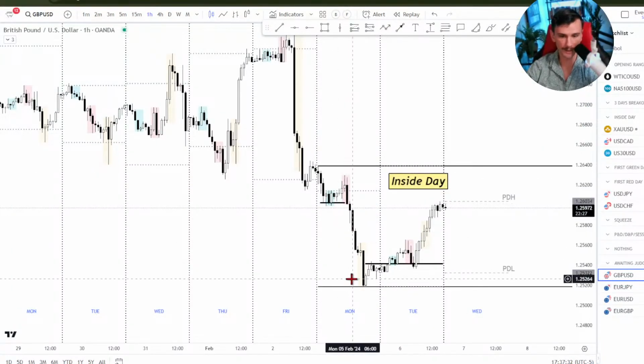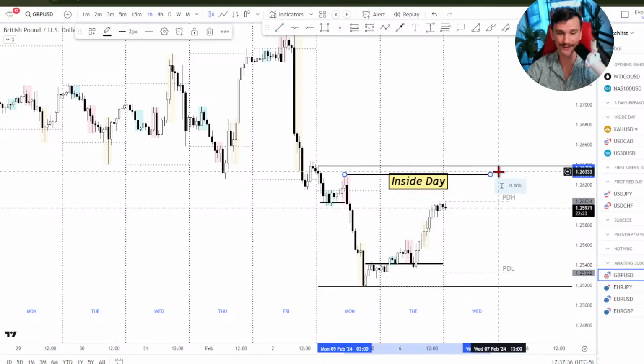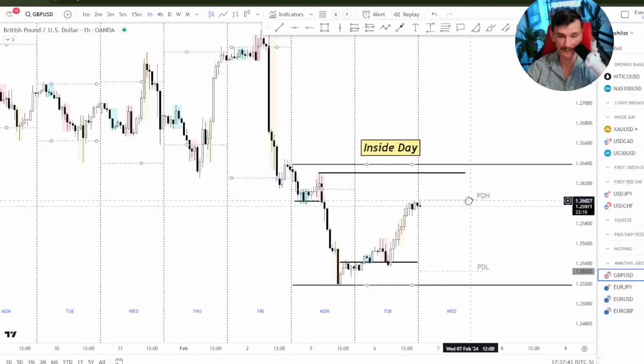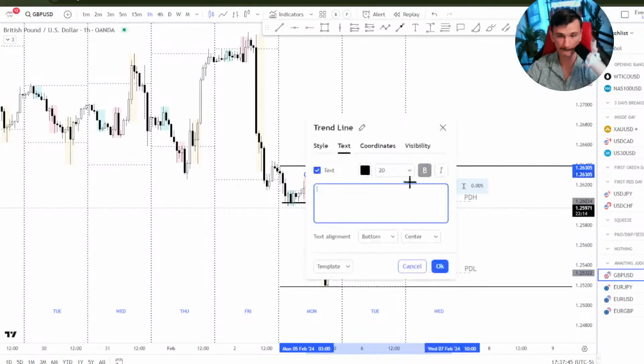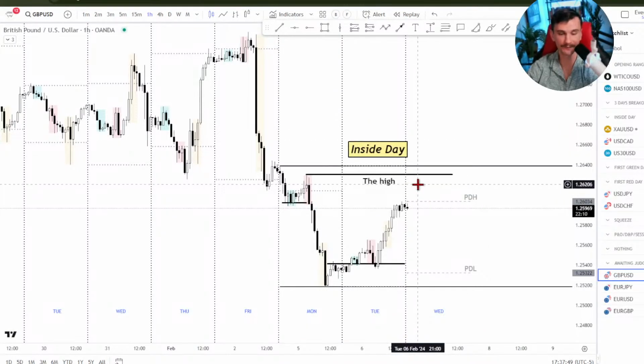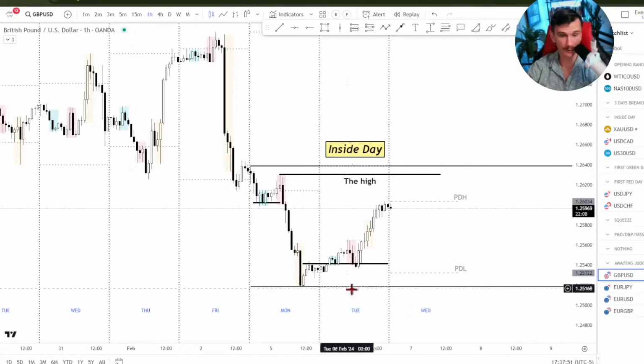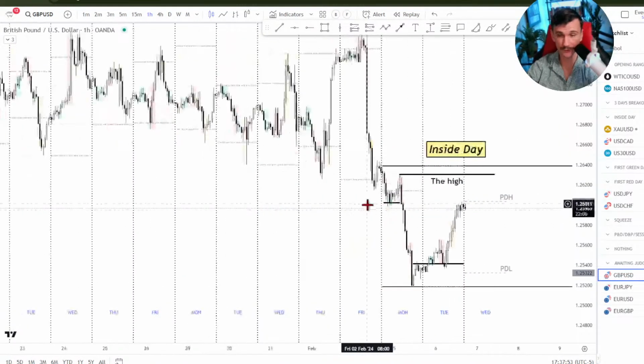Lower lows, lower highs. This is actually my official, I put in quotations, official swing high, and then my swing low is the low of the current week overall. So I'm going to label this the high. Got to make it official. This is the low down here. So that's my structural levels.